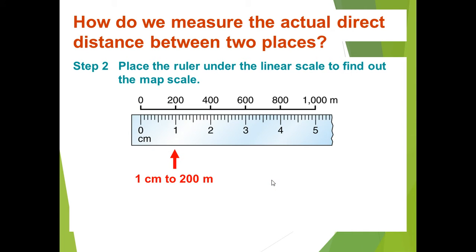The next step is looking back to the scale, because last time I told you that there are three different types of scale shown on the map. This one here is the linear scale. The linear scale shows that each cm on the map means 200 meters in reality. So it's 1 cm to 200 meters.